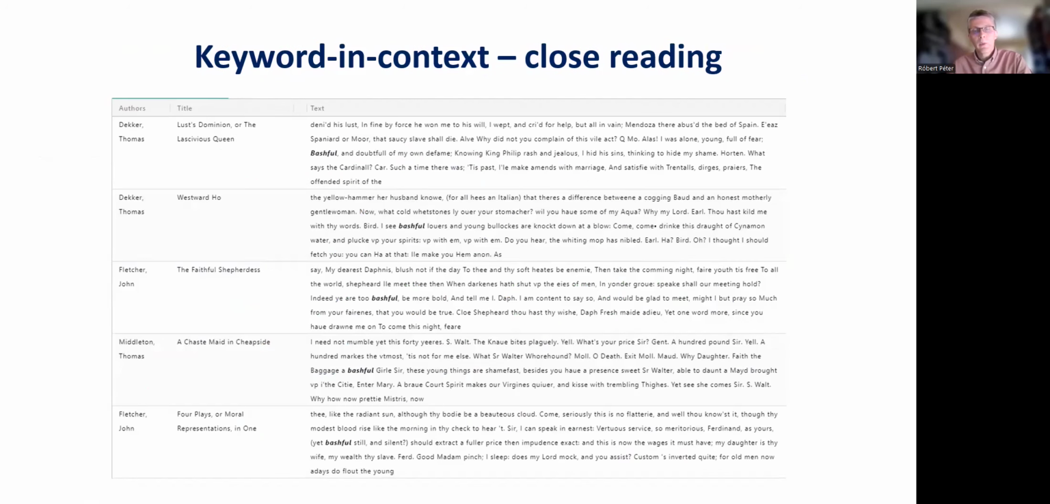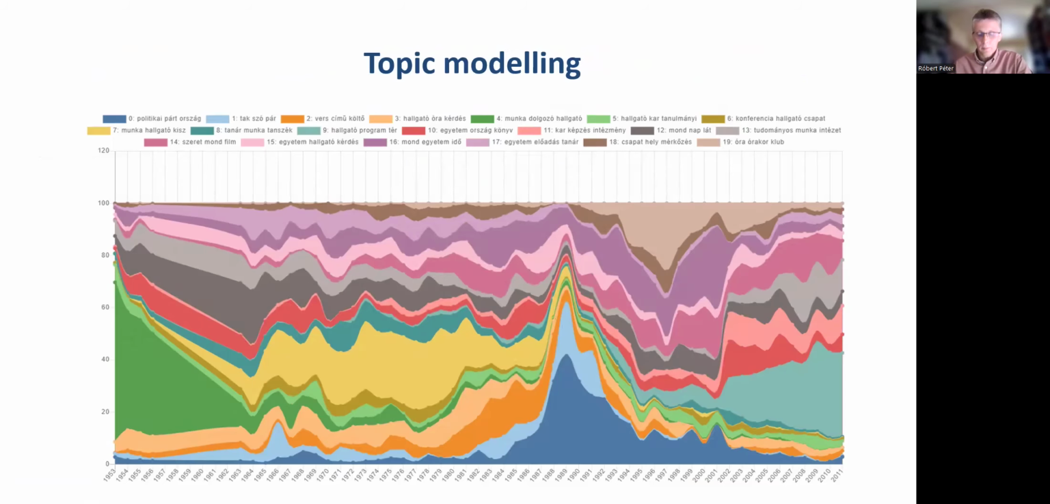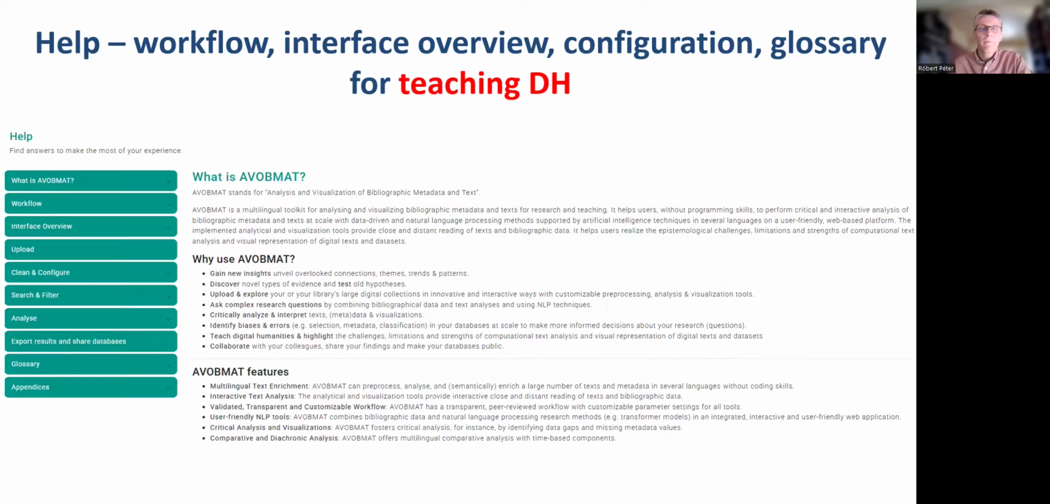You can move between distant and close reading in avobmat. Close reading is supported by the keyword in context. Topic modeling reveals hidden and broader thematic patterns and structures in your corpus.